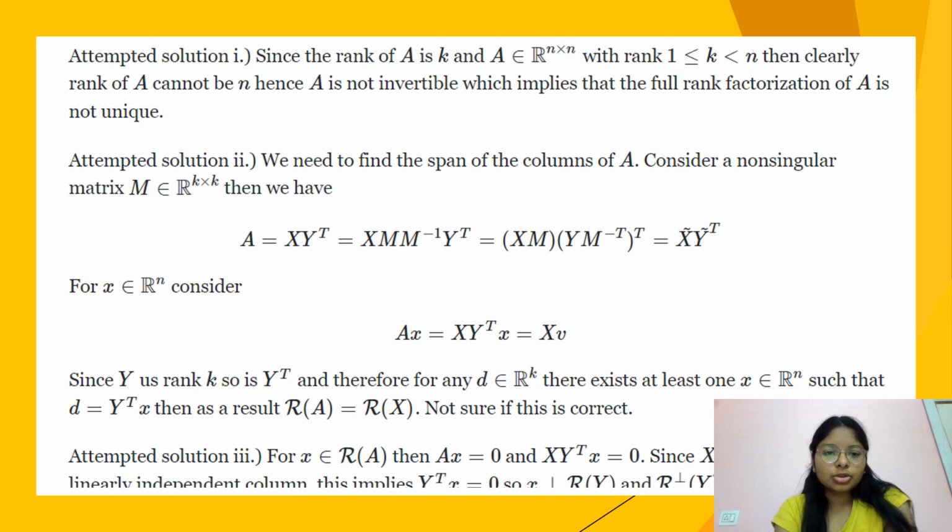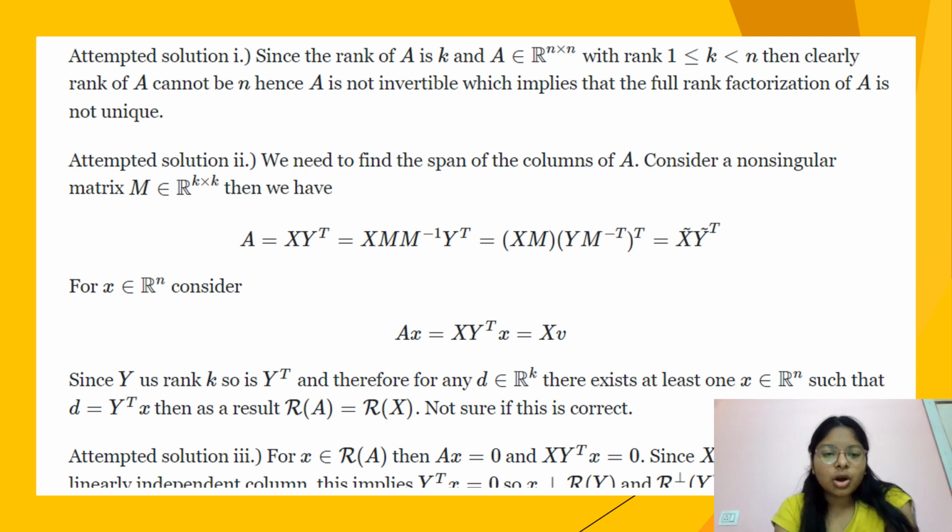Now attempted solution 2 is, we need to find the span of the columns of A. Consider a non-singular matrix M belongs to R k cross k, then we have A is equal to x y transpose, which is equal to x M M inverse y transpose, which is equal to x M times y M inverse transpose, whole transpose, which is equal to x y transpose.